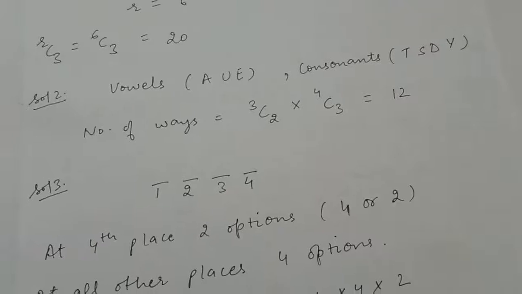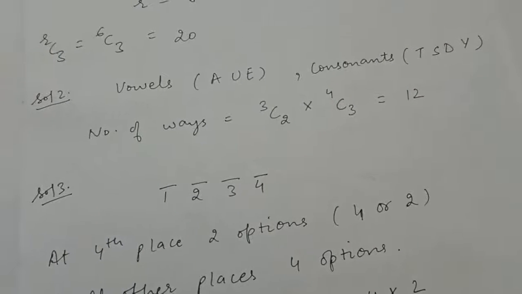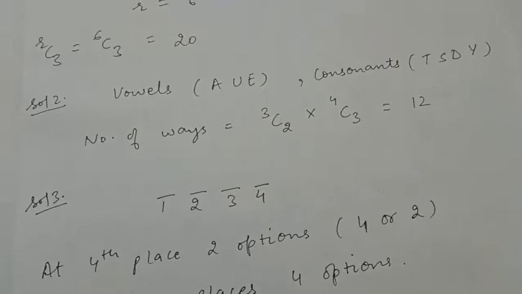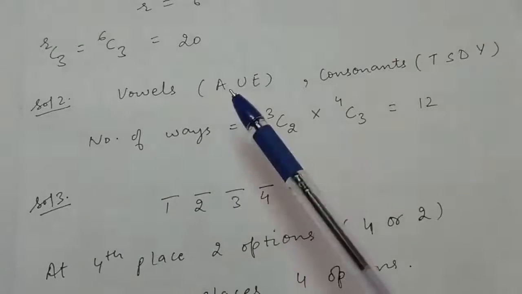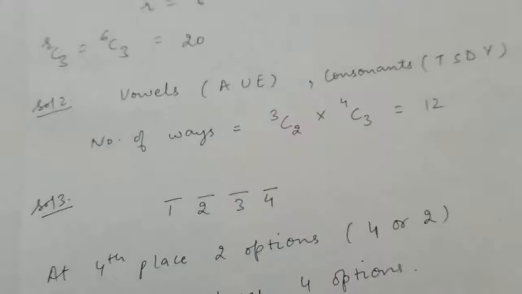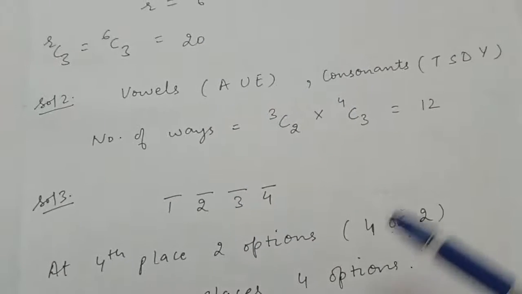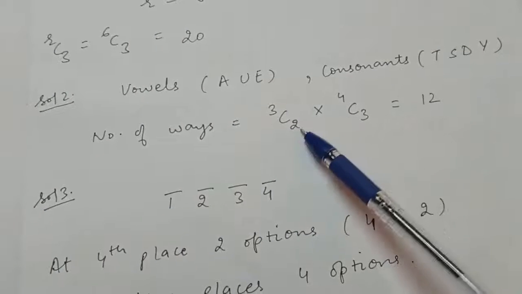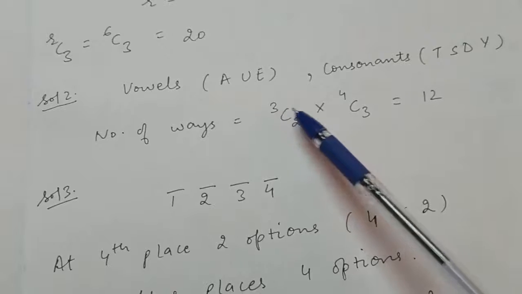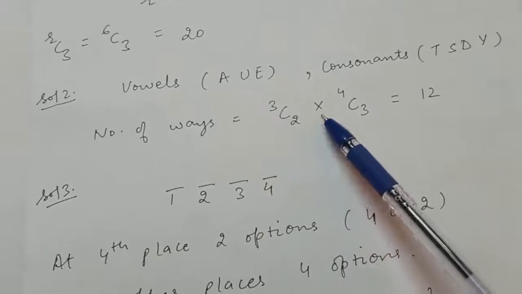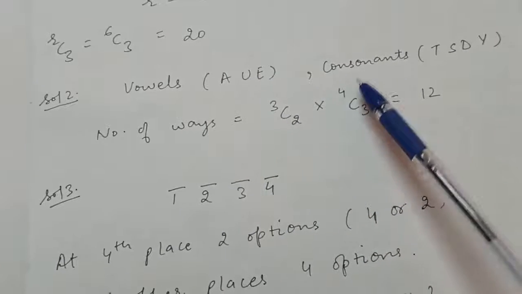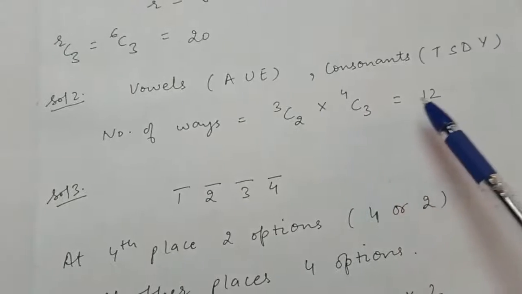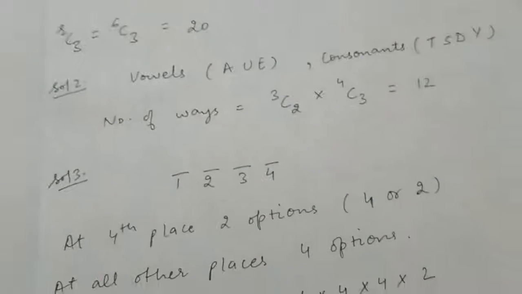Now question number second is, in how many ways 2 vowels and 3 consonants can be selected from the word Tuesday? Now see, Tuesday contains 3 vowels, these, and 4 consonants, which are these. We want to select 2 out of these 3 vowels, which can be done in 3C2 ways, into 3 consonants out of 4, so 4C3. So you will get the answer as 12, right?